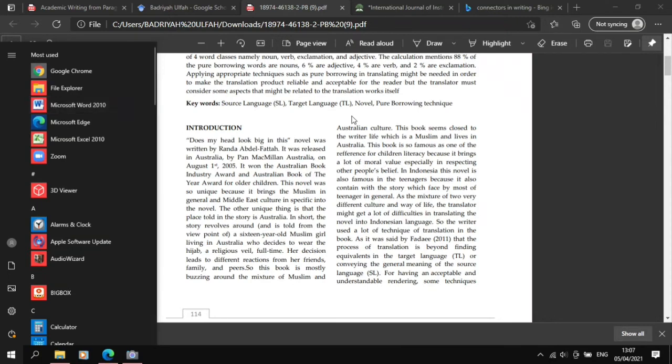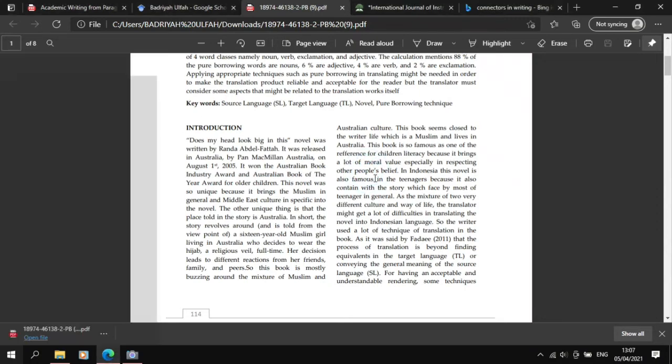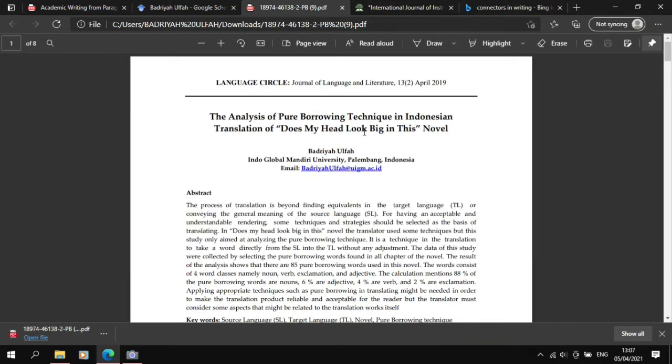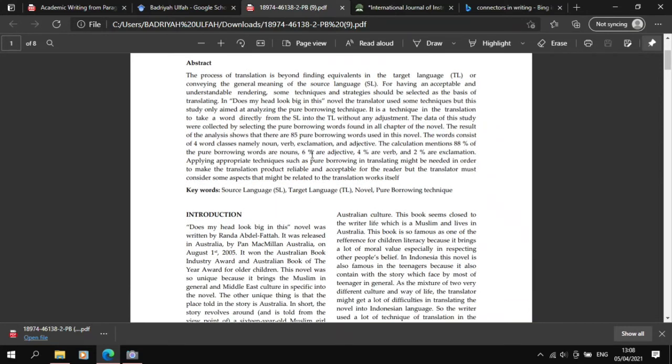So you will submit me two files. Sorry, I cannot open my Microsoft Word. The first file is the article, and the second is your Microsoft Word file that already analyzes the article. You don't need to type, you just need to copy and paste. For example: "The word consists of 4 word classes, namely noun, verb, exclamation, and adjective." This is a fact. Copy the sentence and put it into the fact table.